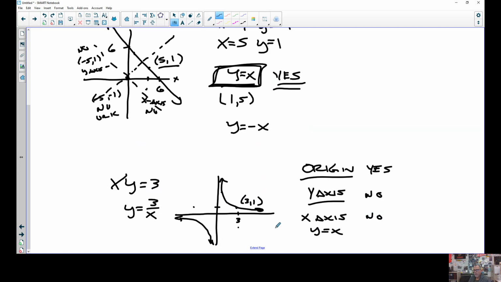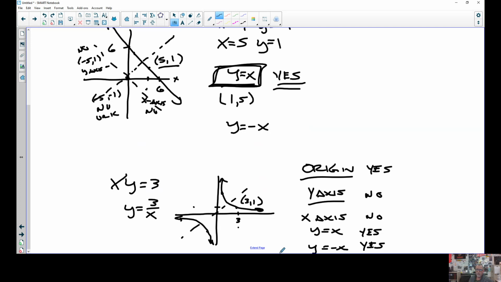Y equals x. Y equals x says that if 3, 1 is on this, then, this is y equals x this way, right? Then 1, 3 has to be on it. It has to reflect here. Is 1, 3 on here? Yeah, if I put 1 in for x, it would give me 3, wouldn't it? So y equals x is a yes. What about y equals -x? Y equals -x would say -1, -3 has to be on here, right? That looks like it would work. -1 in here would give me -3. I say yes. So this has origin symmetry, y equals x symmetry, and y equals -x.